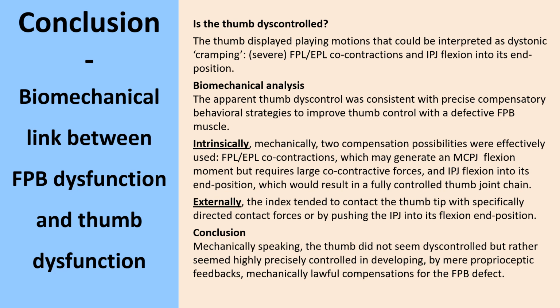Conclusion. Mechanically speaking, the thumb did not seem dyscontrolled, but rather seemed highly precisely controlled in developing, by mere proprioceptive feedbacks, mechanically lawful compensations for the flexor pollicis brevis defect.